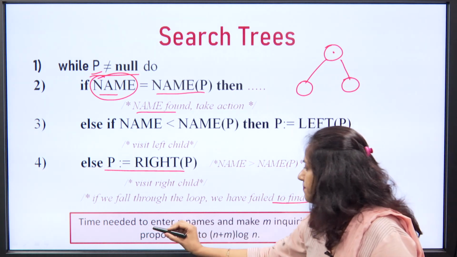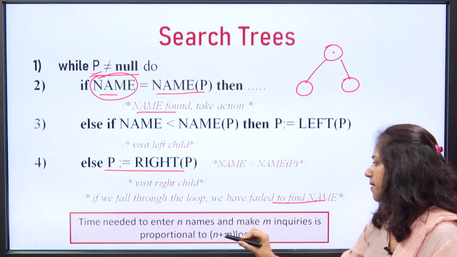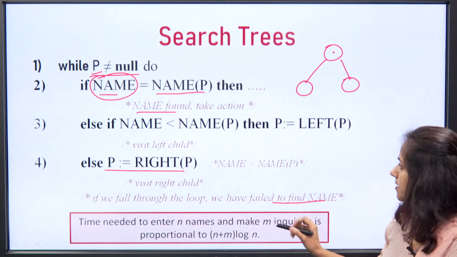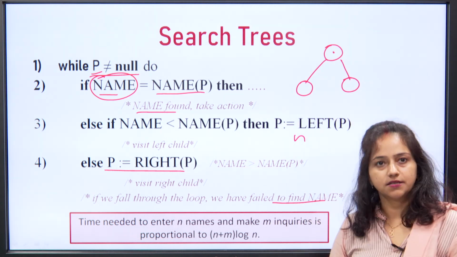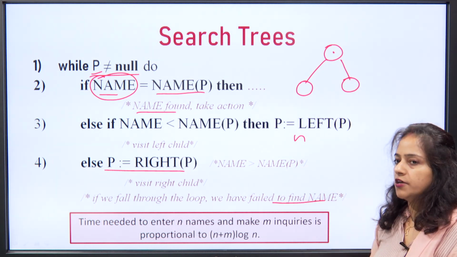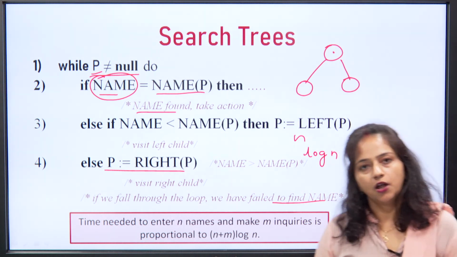So, the time needed to enter n names and make m queries is proportional to m plus m log n, because suppose there are n records in the table and we want to search for a particular record. So, the average path length for searching a record will be log n.